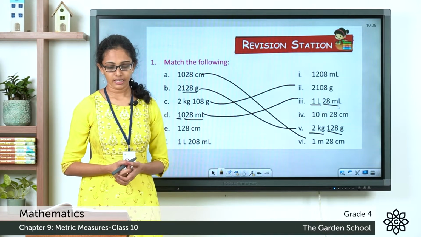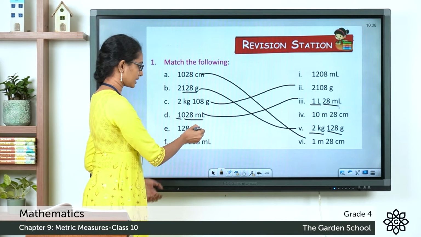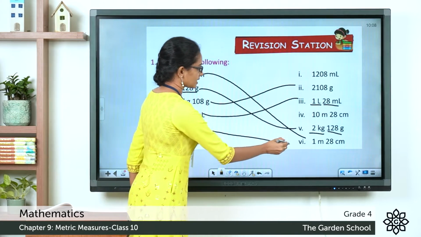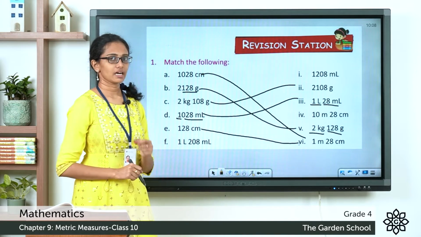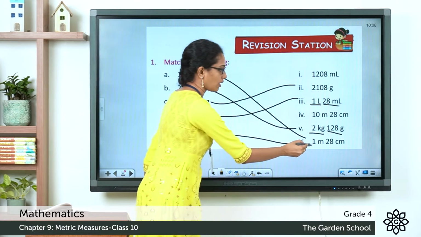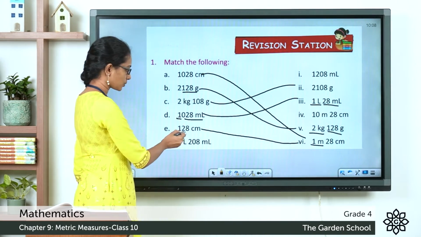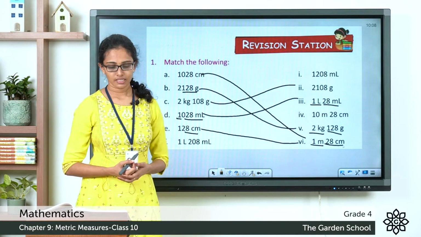Now question E, 128 centimeter. For that, which is the correct match? 128 centimeter is equal to 1 meter 28 centimeter. How did we write that? We know 100 centimeter is equal to 1 meter. Now what is left? 28 centimeter is left. That we have written here. So I hope this is clear to you.